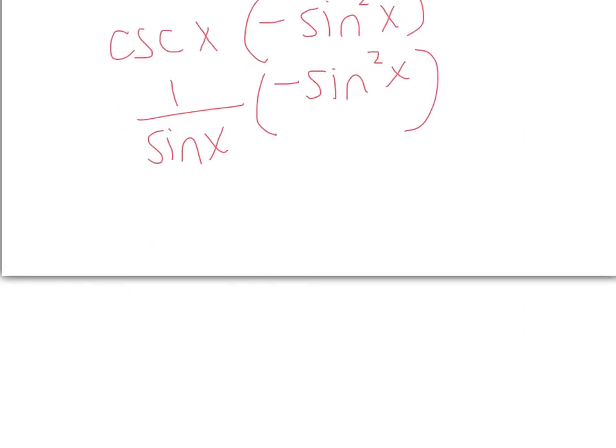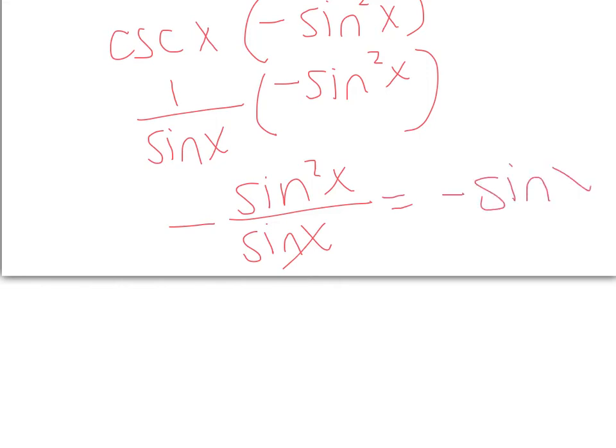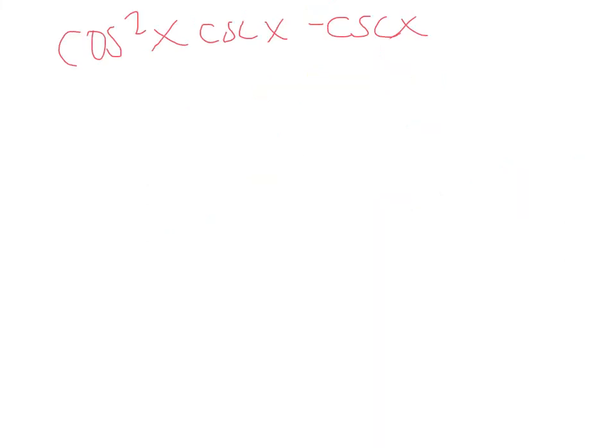So now I have a positive times a negative, so it's going to be a negative. I have sine squared x on top over sine x. Cancel one of those on top with the one on bottom. I'm only left with negative sine x. Okay, let's do the same problem a different way.